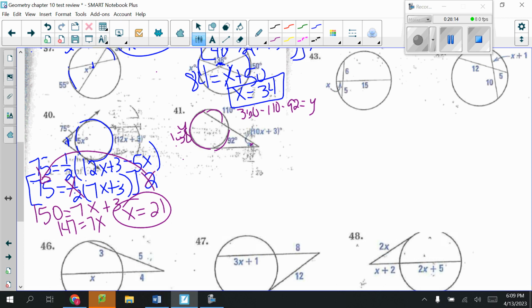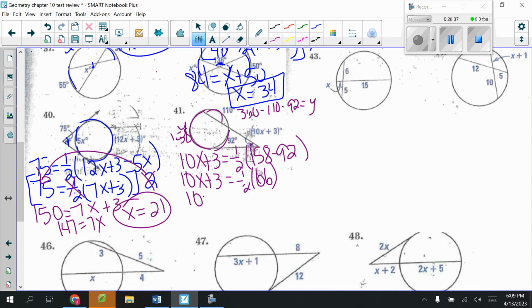So now I'm going to set this up. 10x plus 3 equals 1/2 the big arc we just found, 158, minus this little arc, 92. So if I do 158 minus 92, I get 66. I can take half of 66, so 10x plus 3 equals 33. Subtract 3 over, so I get 10x equals 30. Divide by 10, x is equal to 3.